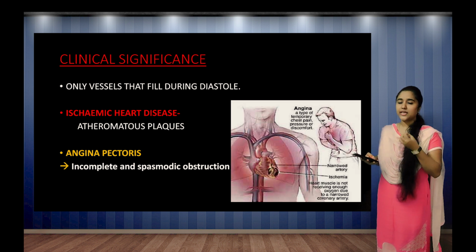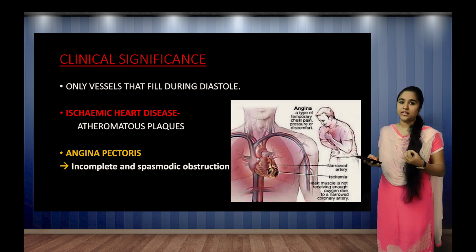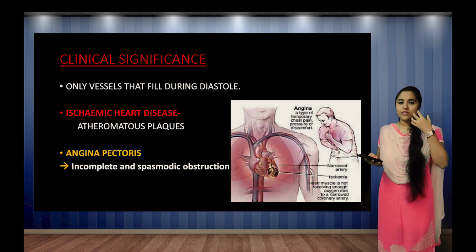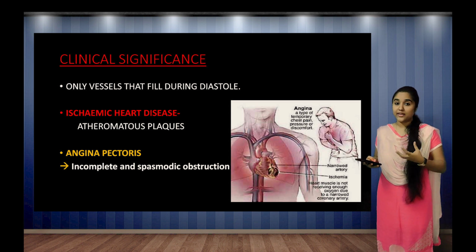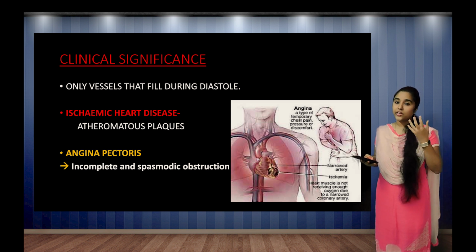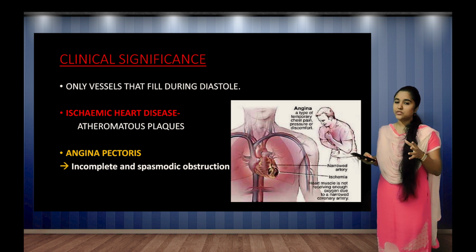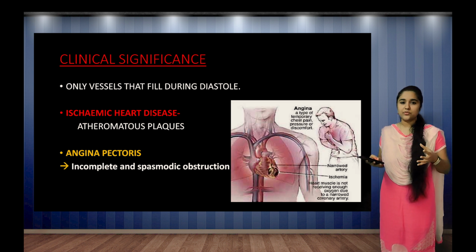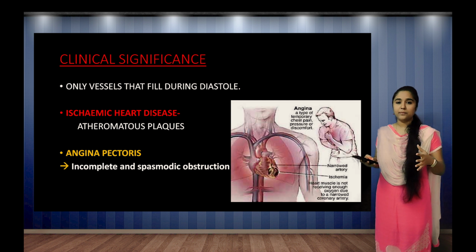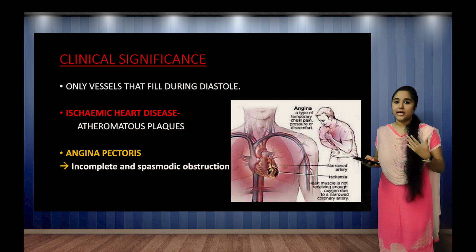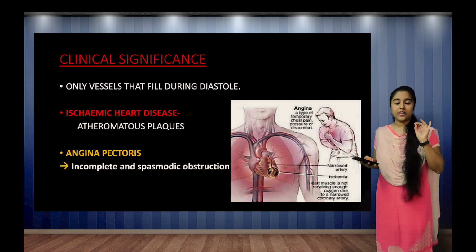If there is incomplete or spasmodic obstruction, then what will happen? The cardiac fibers cannot respire aerobically. Then anaerobic waste products get accumulated in the cardiac fibers, leading to pain. That is referred to as angina pectoris. Now, this angina pectoris lasts for about 5 to 10 minutes, and after the patient takes rest for 5 to 10 minutes, it gets relieved. So, this occurs in case of incomplete or spasmodic obstruction.